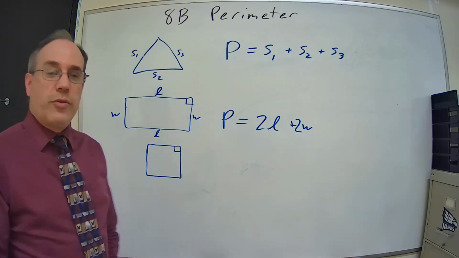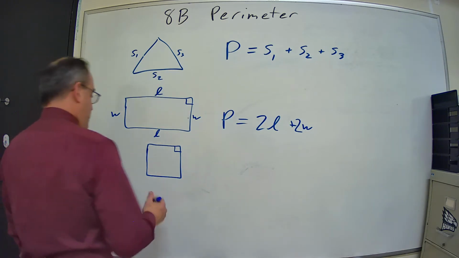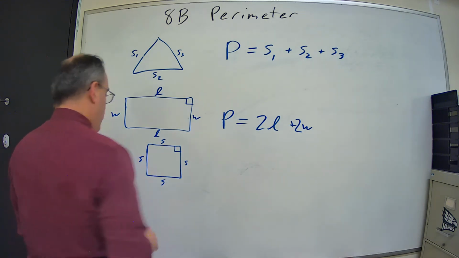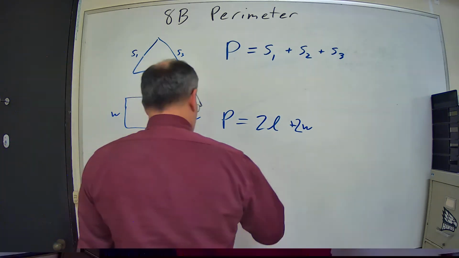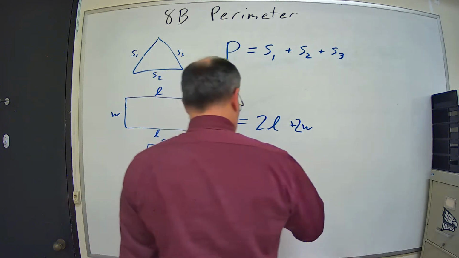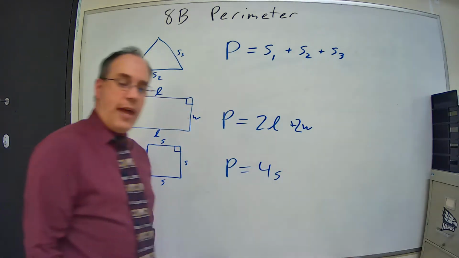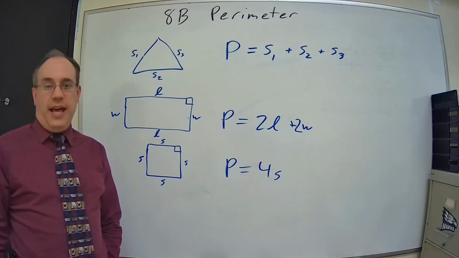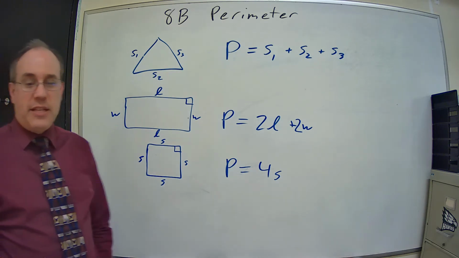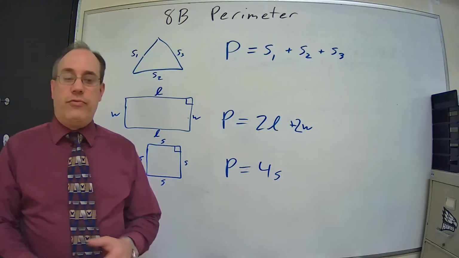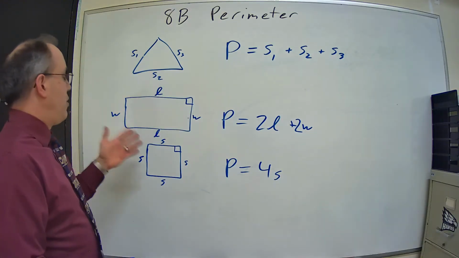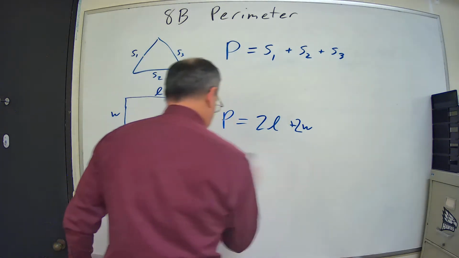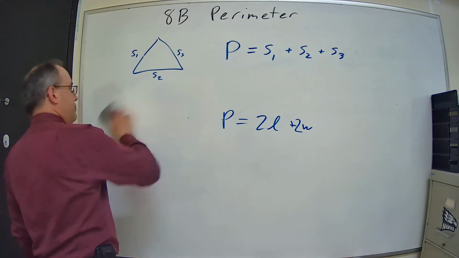And then when we're dealing with a square, all the sides have the same length, so we just use S for that. So the perimeter of a square is just 4 times S, because we have 4 sides, all of length S. And that's how we find the perimeter of a triangle, a rectangle, or a square. So let's try some examples. We'll get these out of the way.